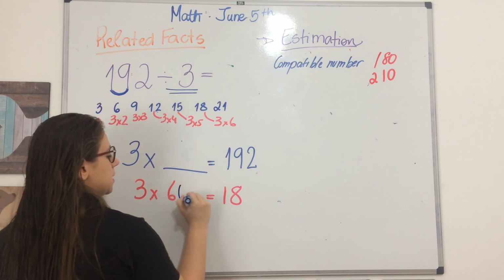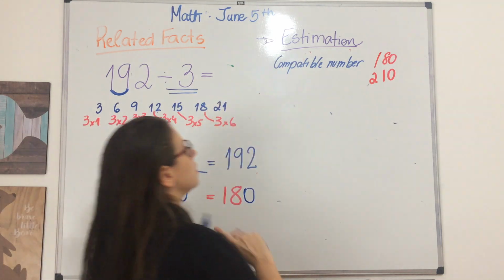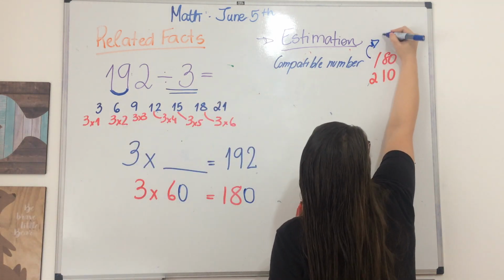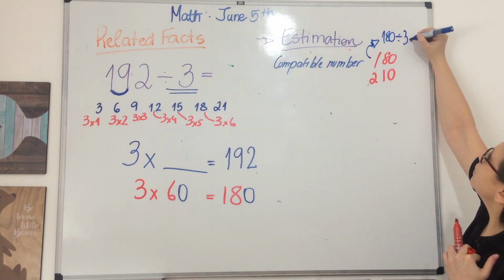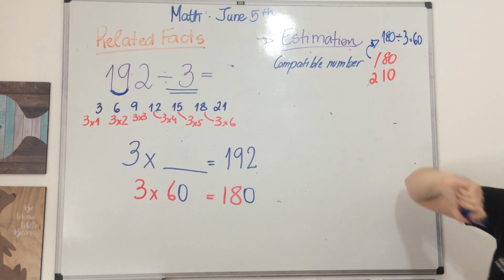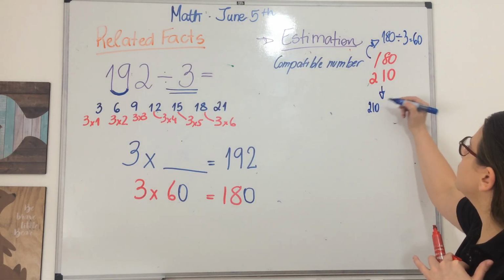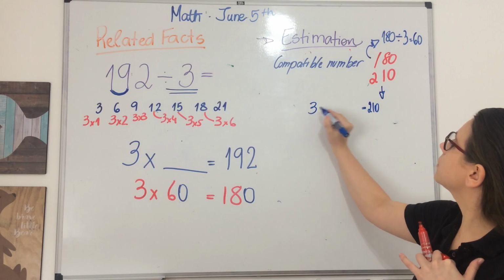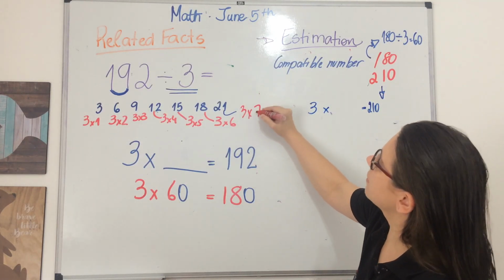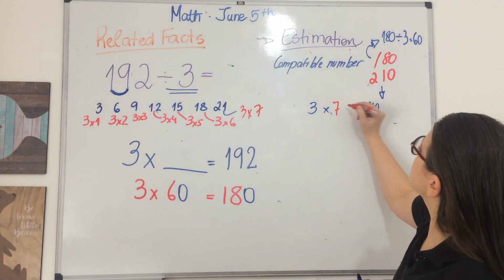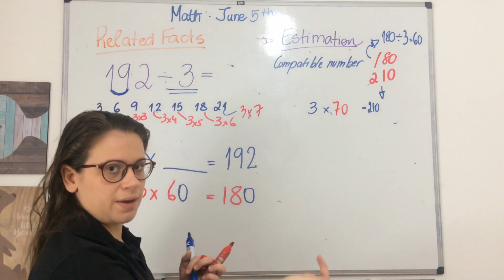If I do 3 times 60, I found 180, and I already solved this. I know that 180 divided by 3 equals 60. And I can even come here and already solve 210 equals 3 times 7 gives me 21. So 3 times 70. I already solved the estimation. You see how estimation is faster?